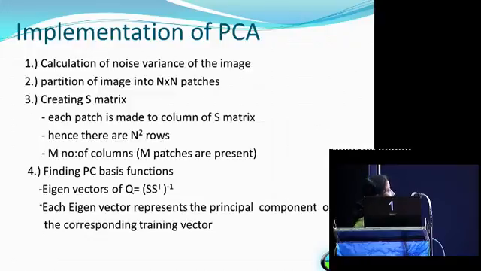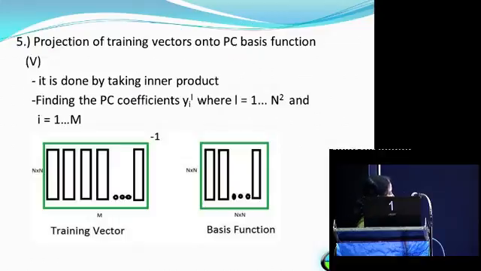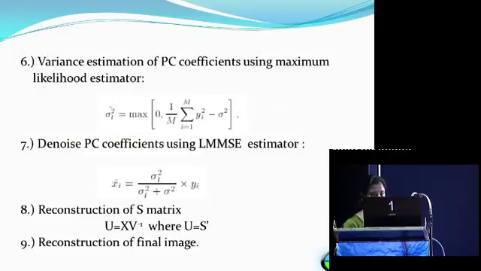Then I will find the PC functions, basically the eigenvectors of the transpose matrix, and each eigenvector represents the principal components of corresponding training vectors. Then I project my training vector on the base functions. Basically, the functions are the eigenvectors. Then I use it for calculating the variance of the patch. I have used the maximum likelihood estimation. The equation is given there.